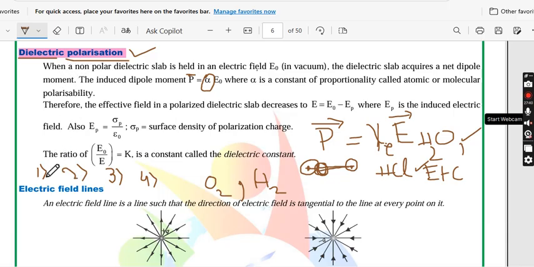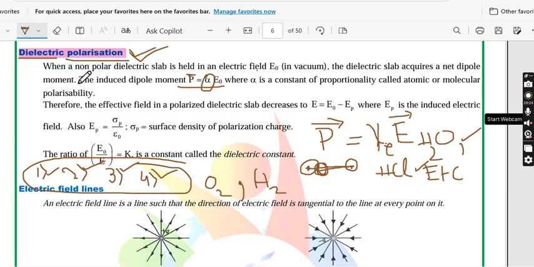So we have discussed dielectric substances, what polarization is, and polar molecules and non-polar molecules. Then coming to the concept of dielectric polarization. When a nonpolar dielectric slab is held in an electric field E naught in vacuum, the dielectric slab acquires a net dipole moment. The induced dipole moment can be written as P bar is equal to alpha into E naught, where alpha is a constant of proportionality called atomic or molecular polarizability.